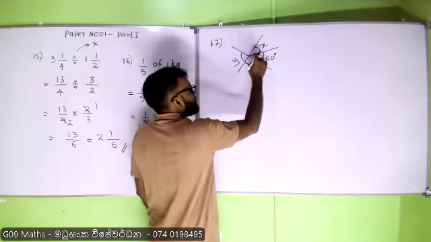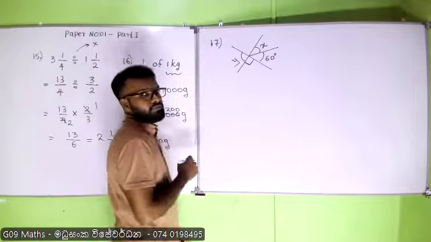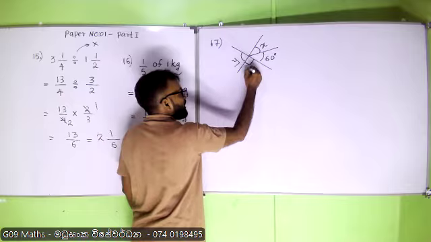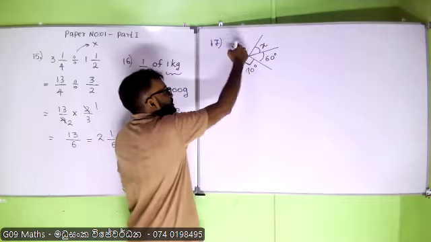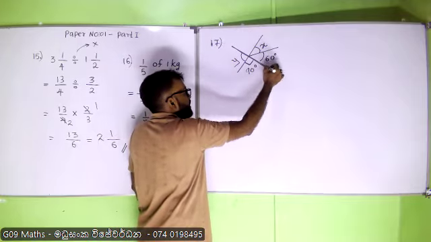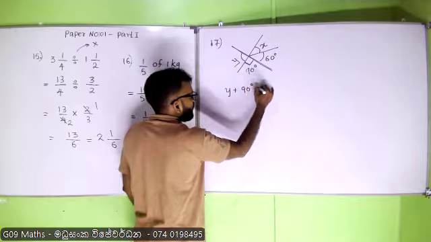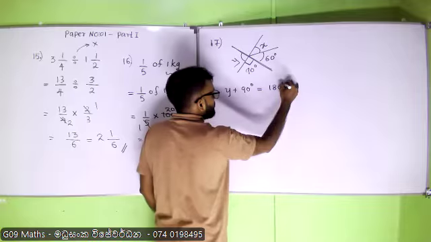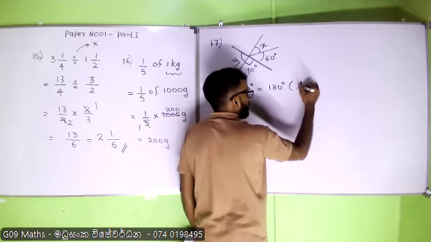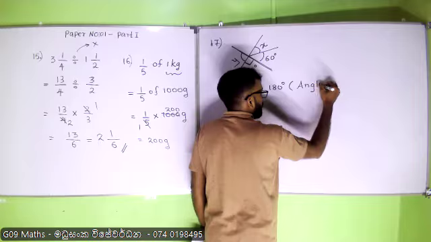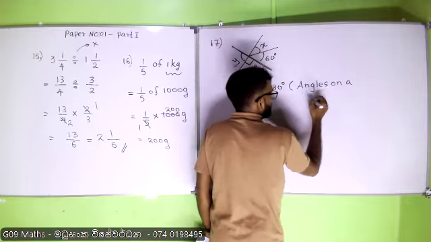First of all, you can find x. Sorry, or you can find y. How to find y? This is a right angle, so that means 90 degrees. So this line is a straight line. So you can write y plus 90 equal to 180 degrees. Why is that? Angles on a straight line.